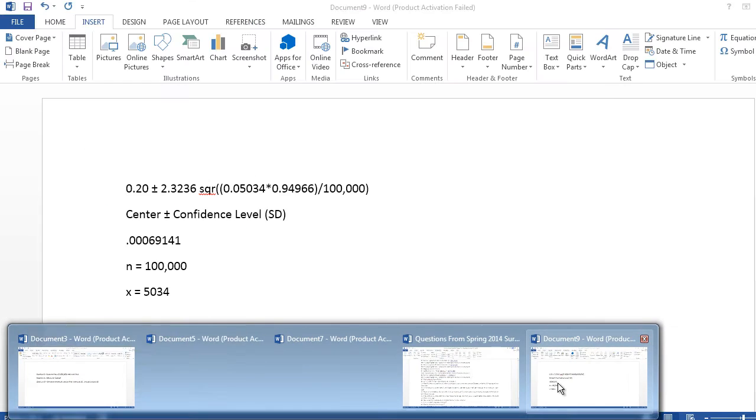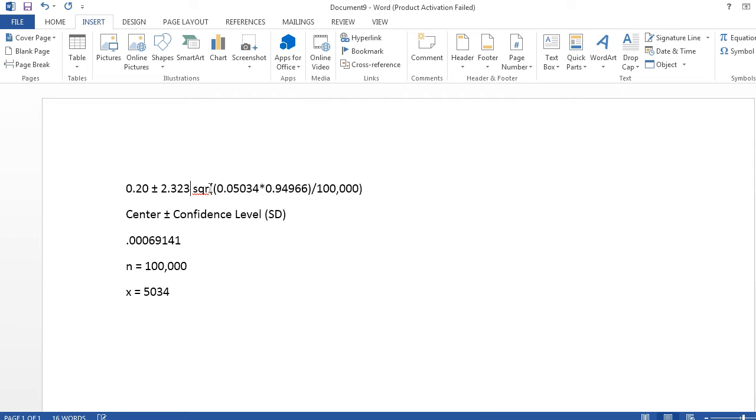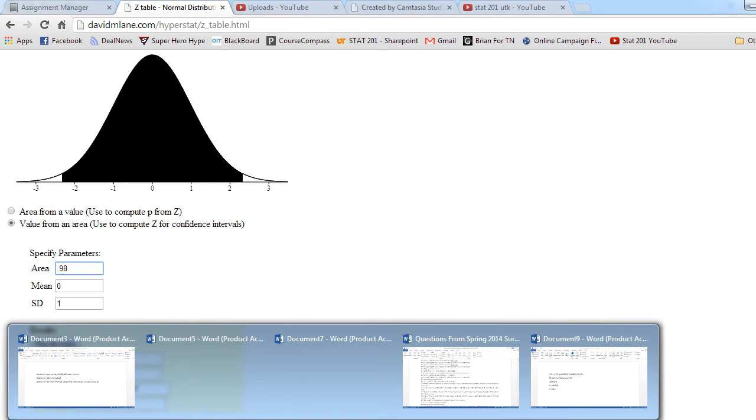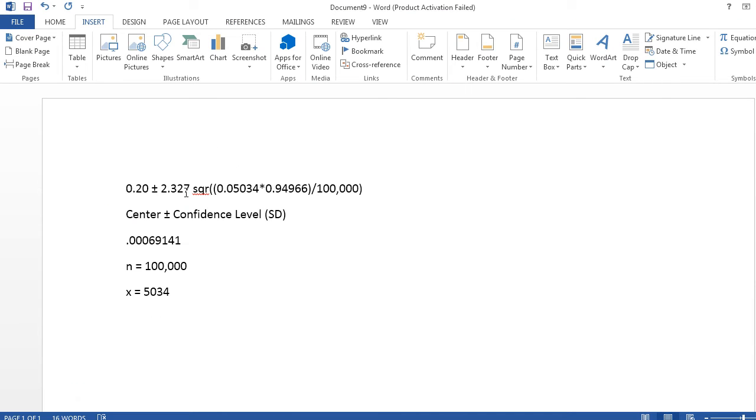I was close. 2.32, was it 37? 2.327. There we go, that's the right answer, because that's our critical value related to the 98% confidence interval. Next, we need to put in p times q over n, which in this case was 2,300, and square root it.